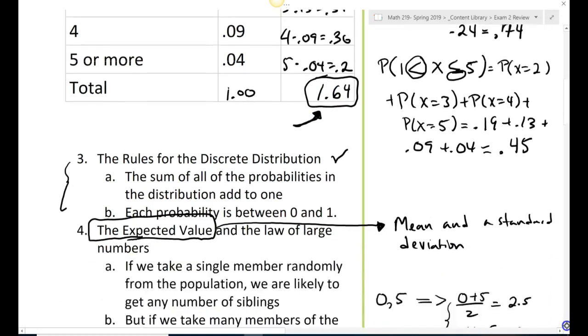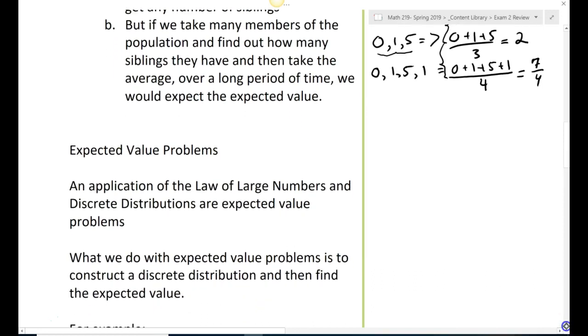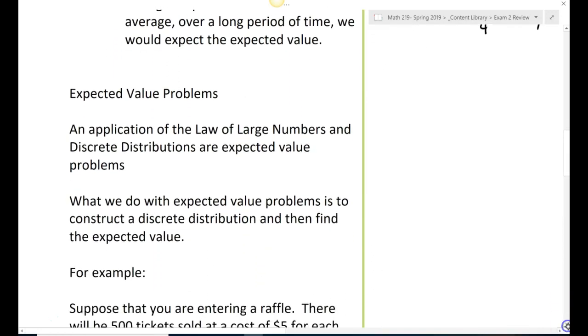Now let's talk about some applications of this. This is the expected value problems, and if you remember, this is from 4.2. So an application of the law of large numbers and discrete distributions are these expected value problems. What we do with expected value problems is construct a discrete distribution and then find the expected value, and that is actually going to help us answer our question mathematically.